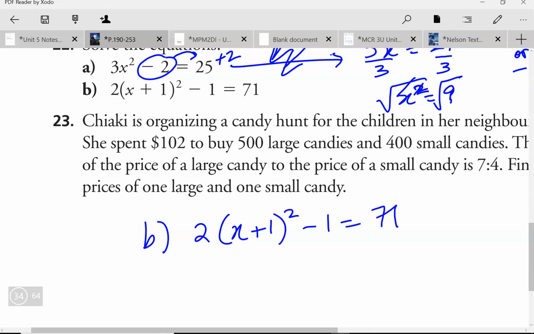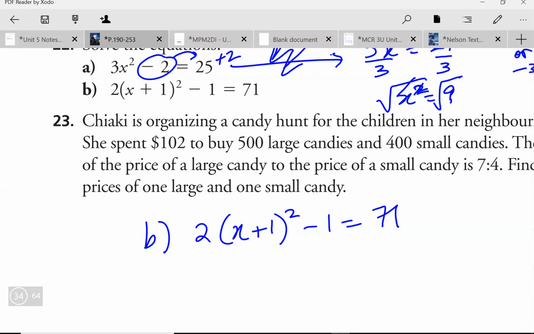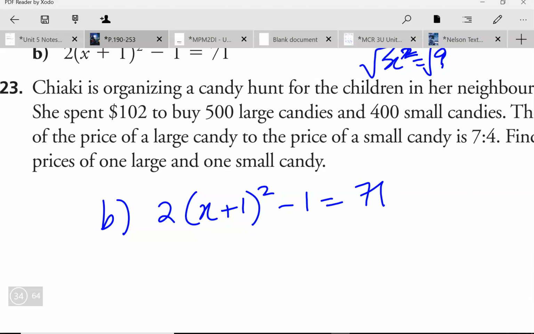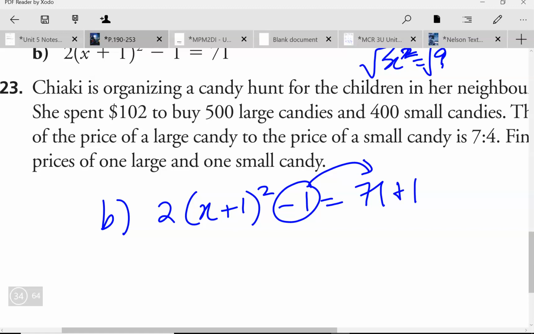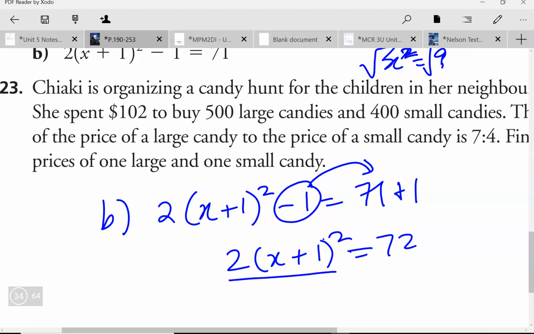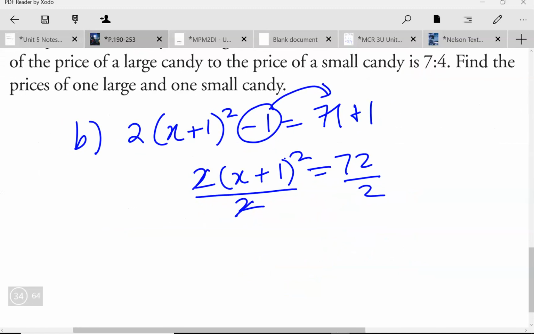Because we haven't learned how to expand brackets with exponents attached to them, therefore here again, reverse BEDMAS. First we get rid of addition, subtraction. So we're going to move this -1 here to make it +1. Then we're going to divide both sides by 2 because it's the division, multiplication. So divide both sides by 2, I get x plus 1 squared equals 36.